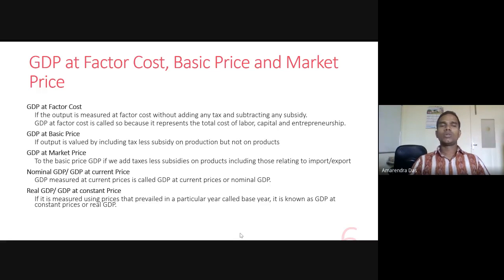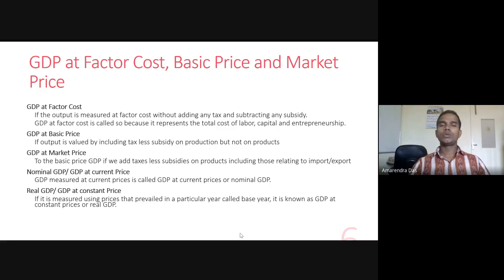Then we should know GDP at current price and GDP at constant price, or you can say nominal GDP versus real GDP. Now, nominal GDP is nothing but the GDP at current price. GDP measured at current price is called GDP at current price or nominal GDP. That means you are estimating the value of GDP in the current year's price. To get the value of the commodity, we need to know the quantity and multiply it by the prices. So here the prices are used for the present year, and that's how we get the GDP at current price.